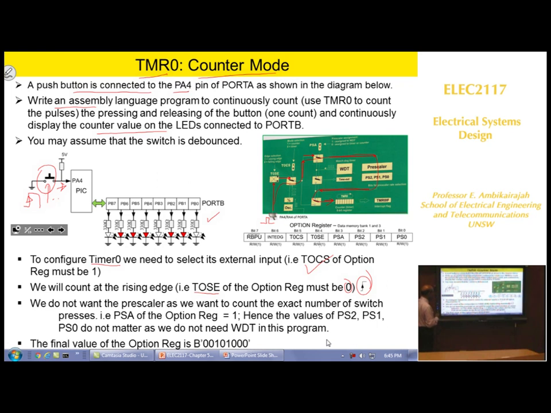Then we do not want a prescaler. There's no prescaler, as we want to count the exact number of pulses. So we don't want the pulses to be delayed. Every time a pulse comes, we want to count it. So PSA of the option register should be 1. Once you have done that, these values do not matter. Once you have set PSA equal to 1, it will go through this one, but they won't affect. So whatever the frequency the pulses are coming at, it will be counting the pulses, 3 pulses in here.